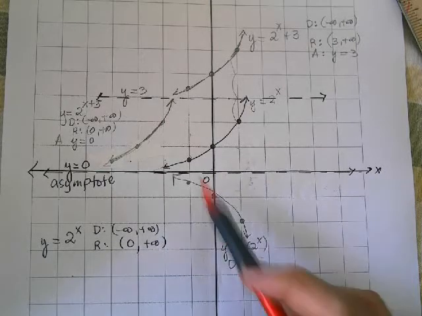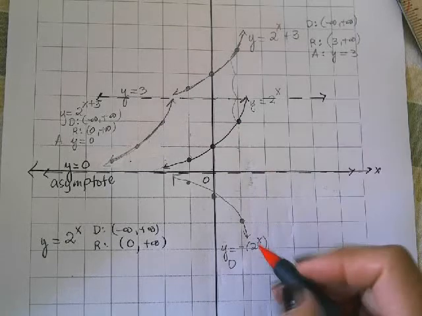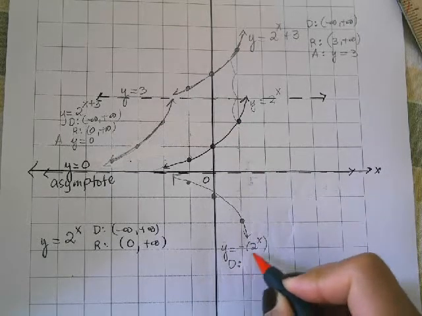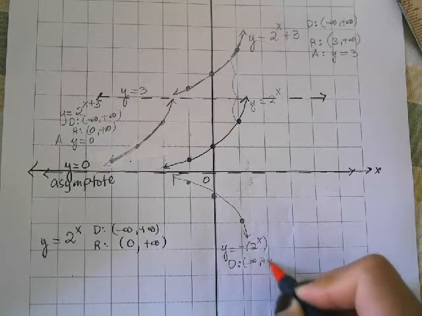So we are graphing this one, which is the reflection of this parent graph. Let's continue. Domain will be all real numbers.